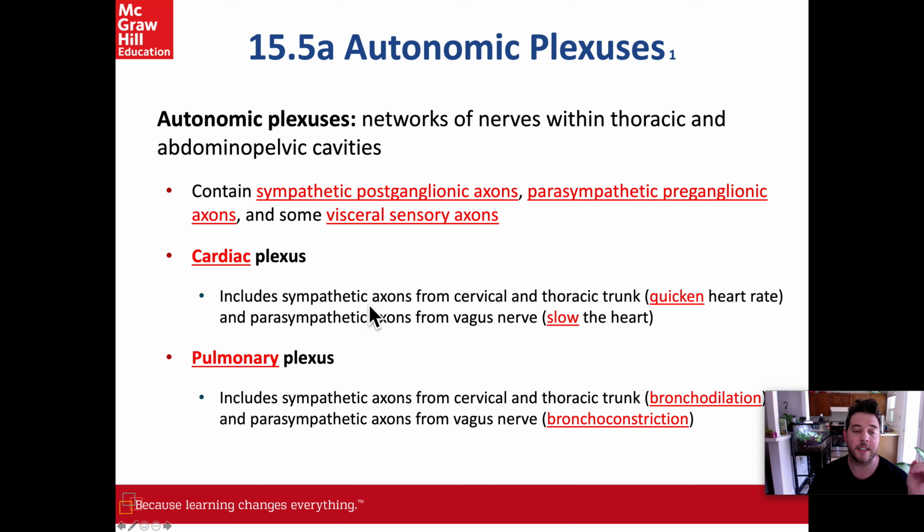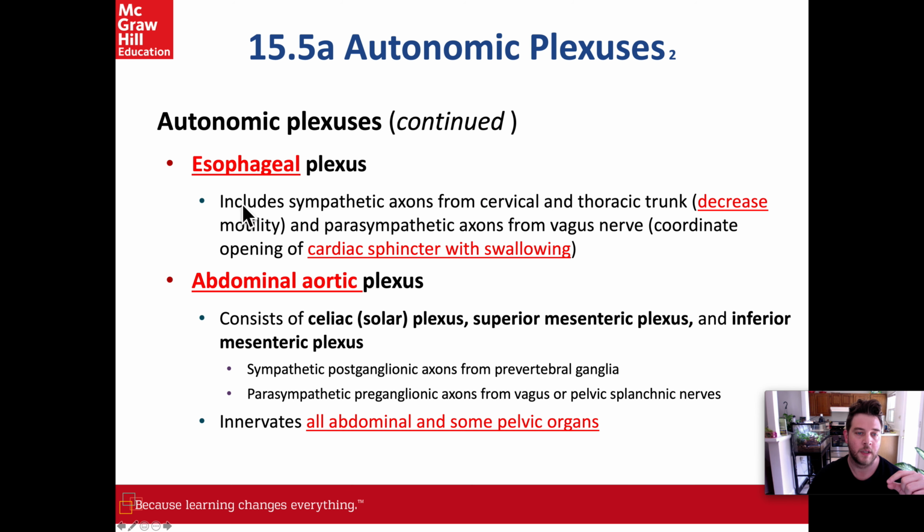So cardiac plexus, its sympathetic axons are going to quicken the heart rate. Parasympathetic axons from the vagus nerve will slow the heart rate. The pulmonary plexus, sympathetic axons, bronchodilation. Parasympathetic axons, again, vagus nerve, bronchoconstriction. Esophageal plexus, sympathetic axons will decrease motility. Parasympathetic axons coordinate opening of the cardiac sphincter with swallowing, so actually allowing motility.